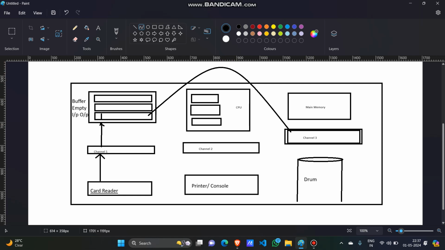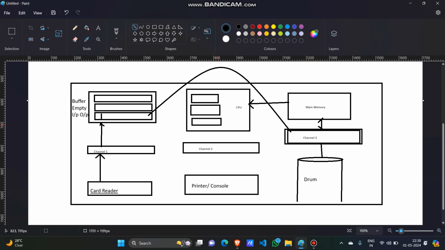And after sending this data to channel 3, the communication would happen between main memory, drum, CPU according to our need. Means suppose I want to perform some particular operation upon my data. So after loading this data of input queue into channel 3, my input queue would be freed, my data would be in channel 3. I would be placing it into the main memory. Then to perform operations, I would be sending that data from main memory to CPU.